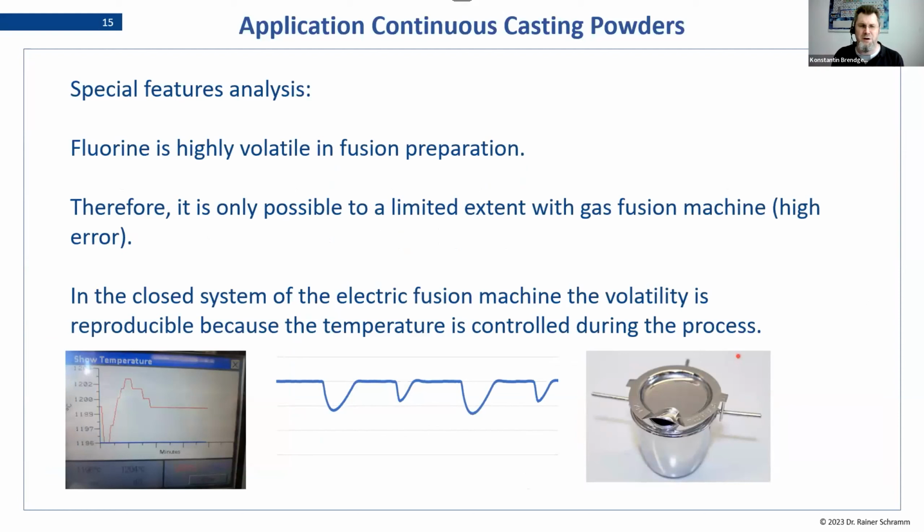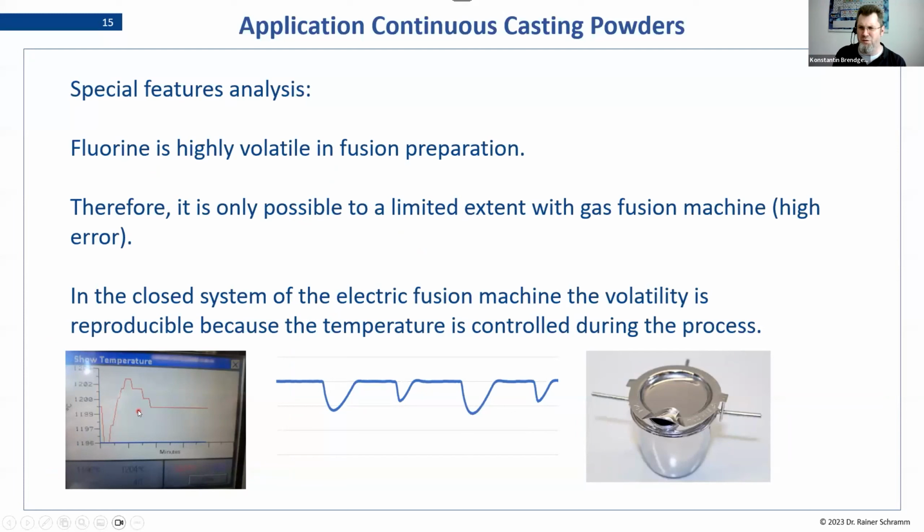Also, something we found out is that the fluorine is highly volatile. So we have to make sure that the fusion is always done at the same temperature. And this is difficult with gas machines. So we have been doing the fluorine with our gas fusion machine, as I mentioned before, but only with limited success.